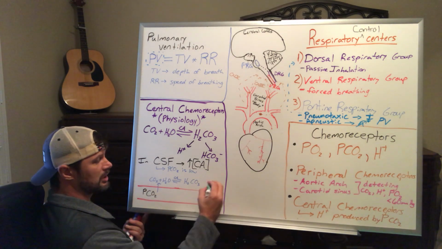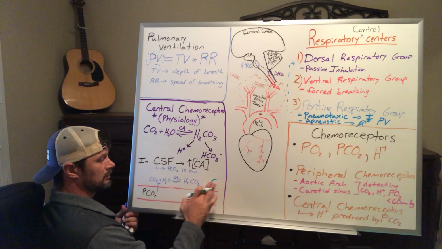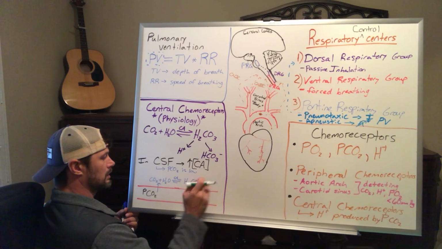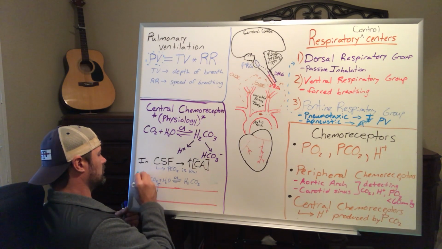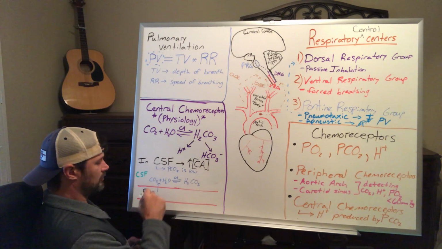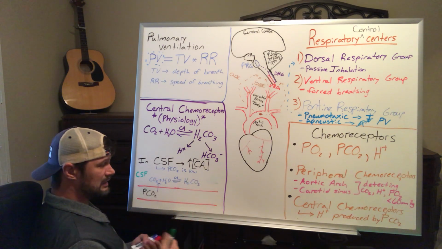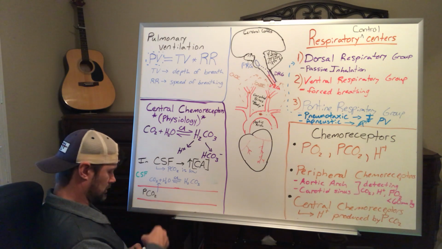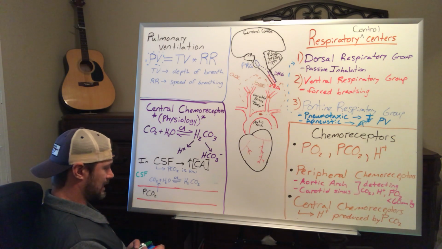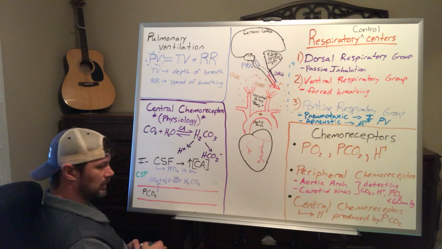Everything in the universe is trying to go from an area of high to low. Therefore, carbon dioxide moves over here, and then it gets converted immediately by carbonic anhydrase into carbonic acid. And then what?